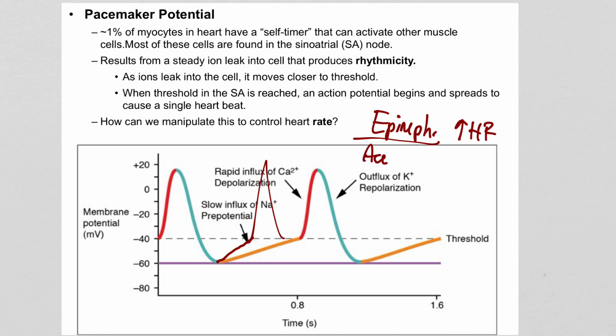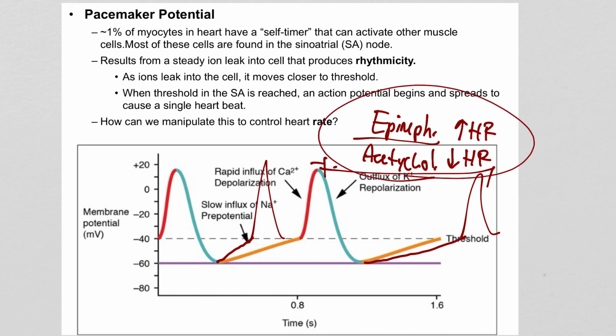If I released acetylcholine, right, which is a parasympathetic neurotransmitter, that decreases heart rate, which means it would have the effect of making it take longer to hit threshold so that you have more time between heartbeats, slows your heart rate down, right? So the SA node is controlling the rhythm aspect of it, and it has a default speed. And then you can use your nervous system and your endocrine system, right, to release neurotransmitters and hormones that will either speed up or slow down the rate a little bit depending on what's happening.